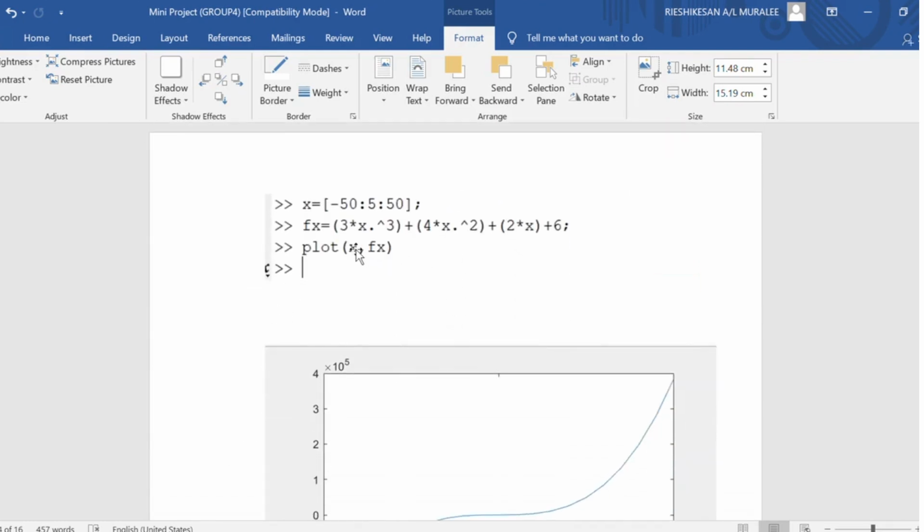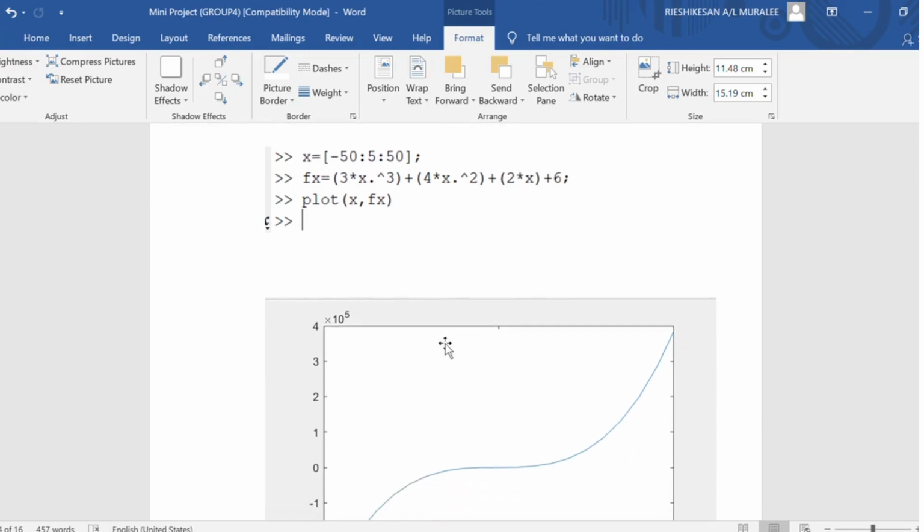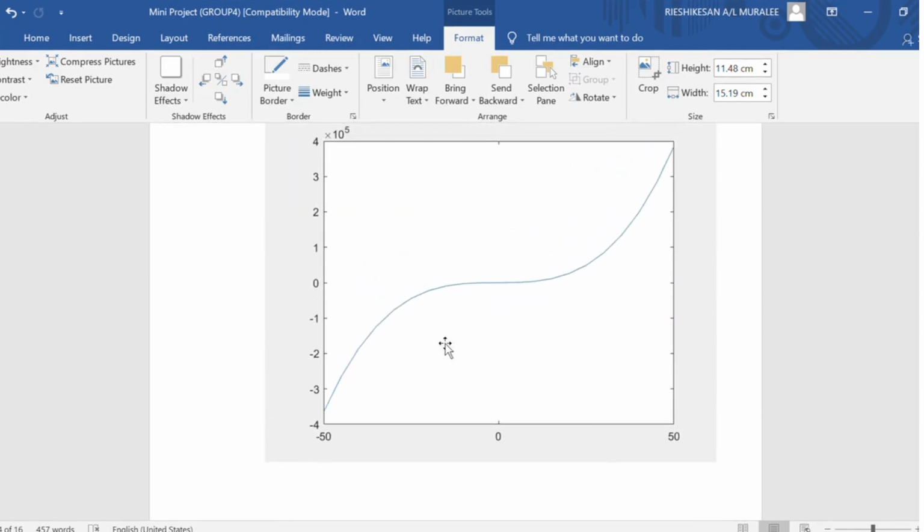For the 50 points graph, the vector is from negative 50 to 50 with step 5. The function also remains the same, f(x). To execute the graph, plot(x, fx). So this is the graph for 50 points.